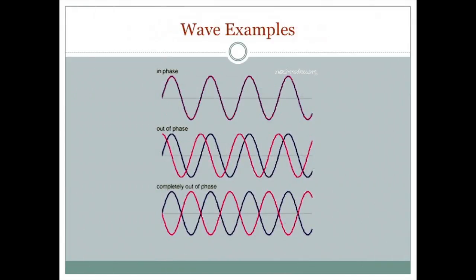So, just to give you an example of each type of wave, the first wave shown is in phase, the second wave shown is out of phase, and the third wave shown is extremely out of phase.